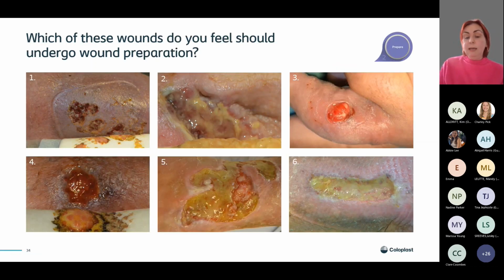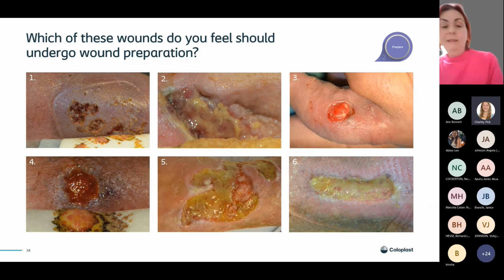So I'm going to go back to this slide that I showed you earlier with these 6 wounds on, and I'm going to ask my colleague Charlie to come back on the call. Hi, Charlie. Hi, Ellen. That was a brilliant session. Thank you very much. Thank you.